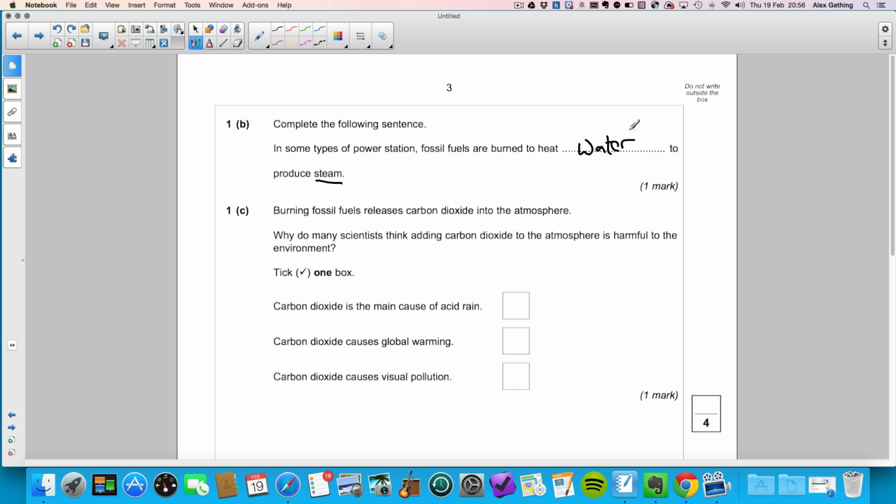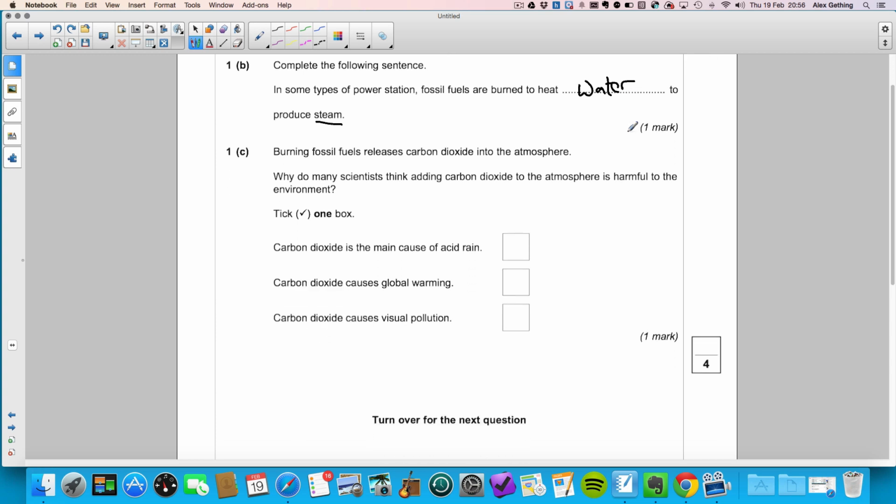1 part C. Burning fossil fuels releases carbon dioxide into the atmosphere. Why do many scientists think that adding carbon dioxide to the atmosphere is harmful to the environment? Tick 1 box. Remember, if you tick more than one, you will not get this mark, even if one of them is correct. Carbon dioxide is the main cause of acid rain. Carbon dioxide causes global warming. Carbon dioxide causes visual pollution. Okay, it's going to be this one for the final mark there on question 1.